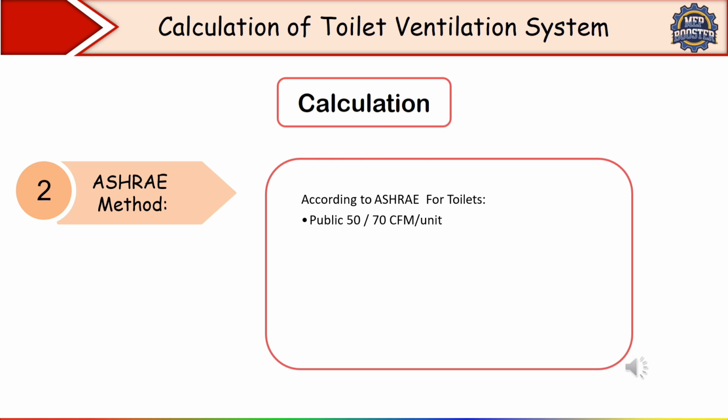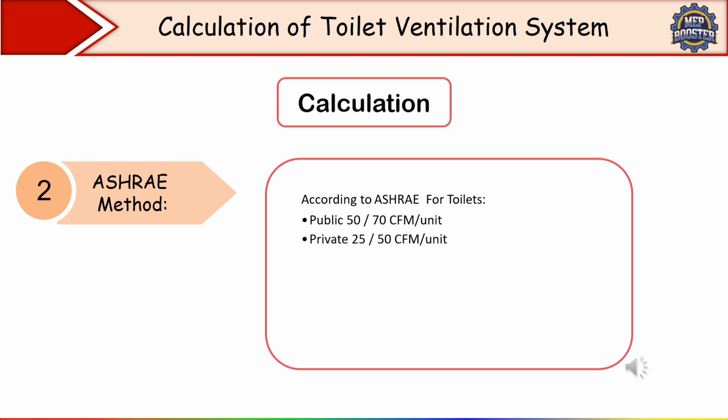Okay, if your fan is not running continuously, then you have to take 70 cfm per unit. For each toilet we have to exhaust 70 cfm of air. Now for private, it is 25 to 50 cfm per unit. Means if you are designing for private, from each toilet we have to exhaust 25 to 50 cfm. So the concept is the same.